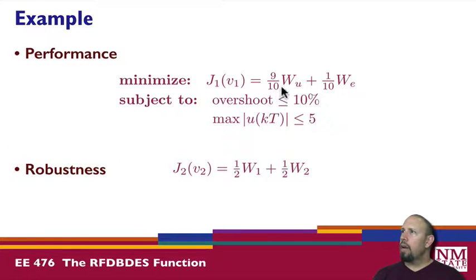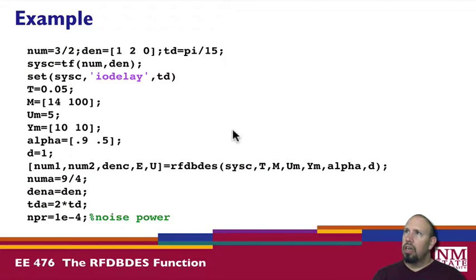Here's our performance program. We're going to mostly emphasize the control energy, overshoot less than 10%, maximum control less than or equal to 5, and our robustness has an equal weighting between the two different costs. So we can go through and enter our system like this. Here's our numerator, denominator, and then we enter the time delay. Here's where we actually incorporate the time delay into our LTI model.